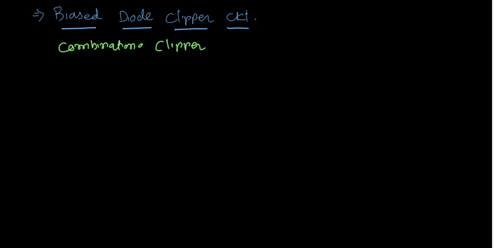Now let me draw this circuit. Before drawing this, I'm drawing the input signal. As we all know, this vertical axis is considered for the amplitude and this horizontal axis is considered for the time. I'm going to draw that input waveform. We are considering sinusoidal input only.